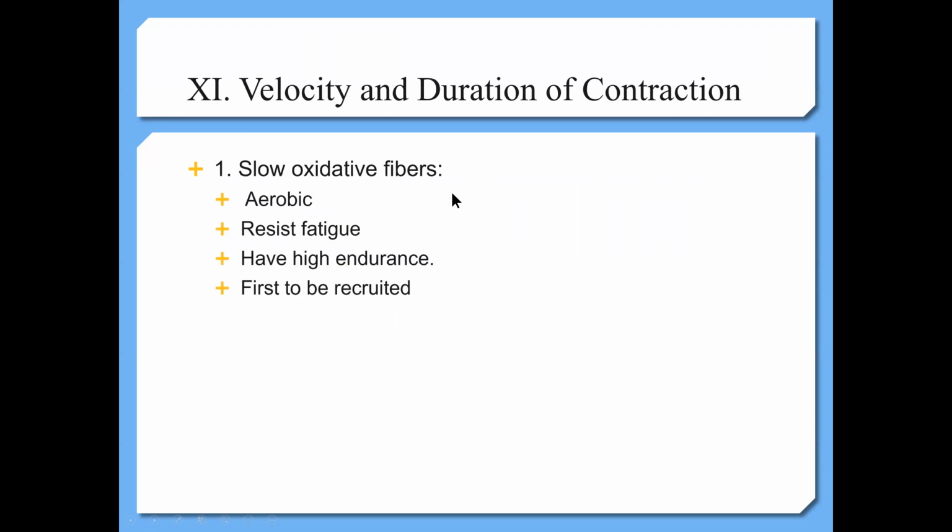We have slow oxidative fibers. They are aerobic, they resist fatigue, have a high endurance, and they're first to be recruited. So that's me. I can do something, just keep doing it.